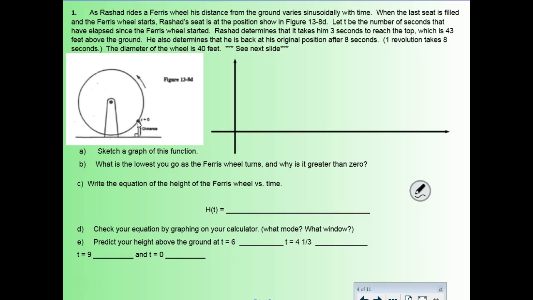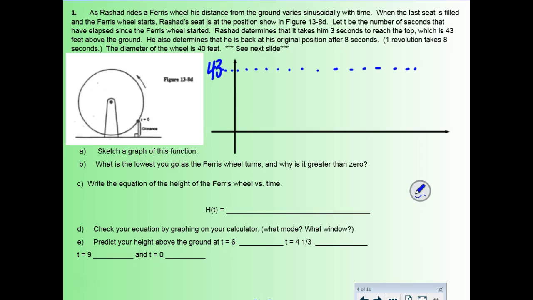So this is where you've got to read really carefully, guys. They're defining the variables for you. You must use t instead of x or theta in this problem. Rashad determines that it takes him 3 seconds to reach the top, which is 43 feet above the ground. Okay, so right there, I'm going to ignore the 3-second thing for a moment, and I would like you to think about this max line up here. When he's at the top of the Ferris wheel, he's 43 feet above the ground. Of course, we're going to call 0 the ground.